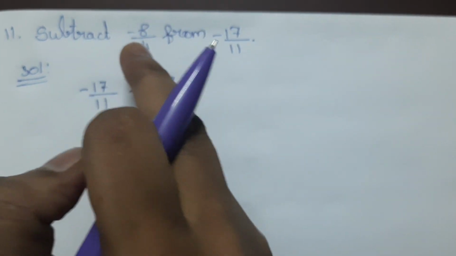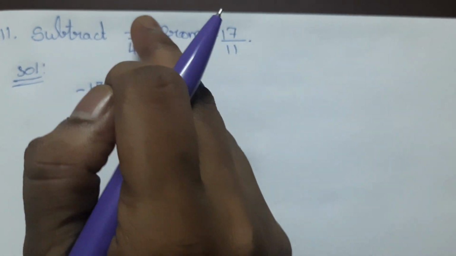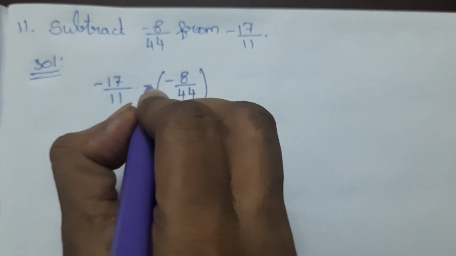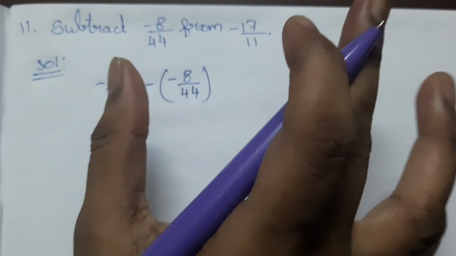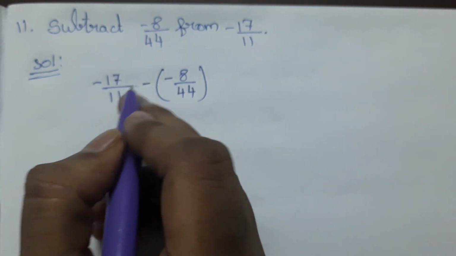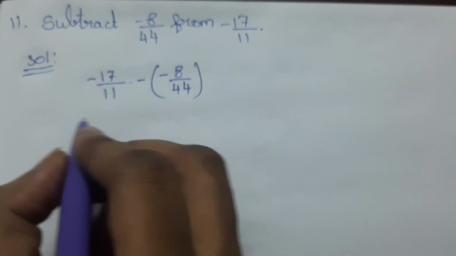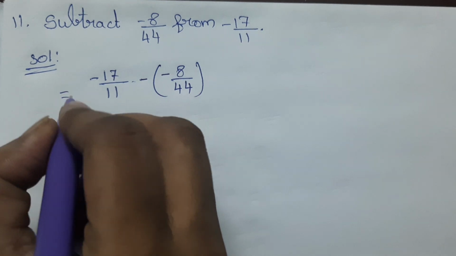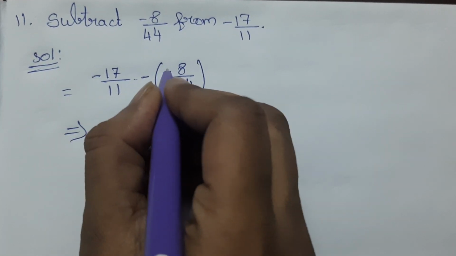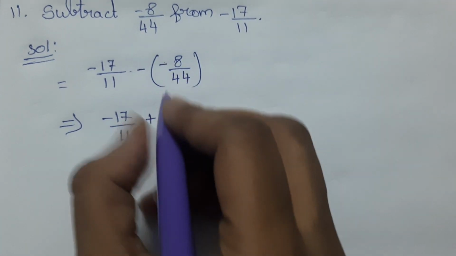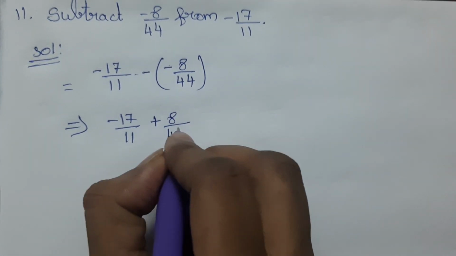Subtract minus 8 by 44. What we have to subtract? Minus 8 by 44. So minus 8 by 44 from what? Minus 17 by 11. This one is correct. Now minus 17 by 11 minus of minus 8 by 44. So that implies minus 17 by 11, minus into minus, plus 8 by 44.